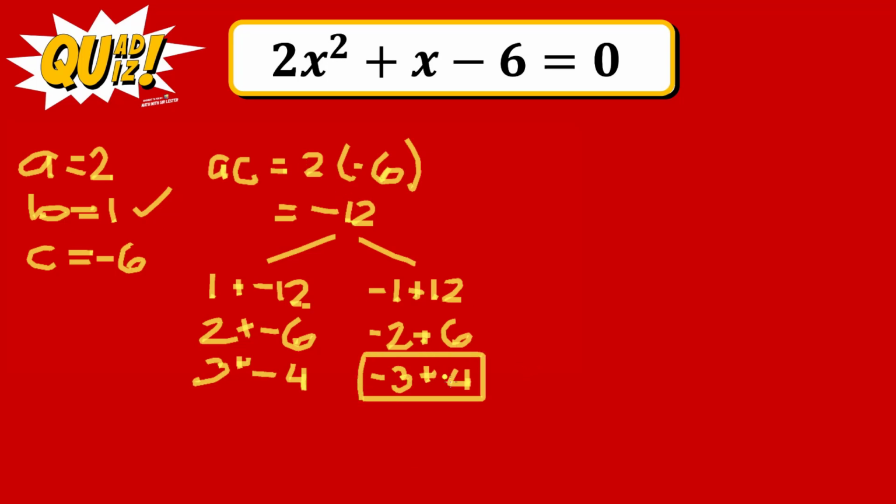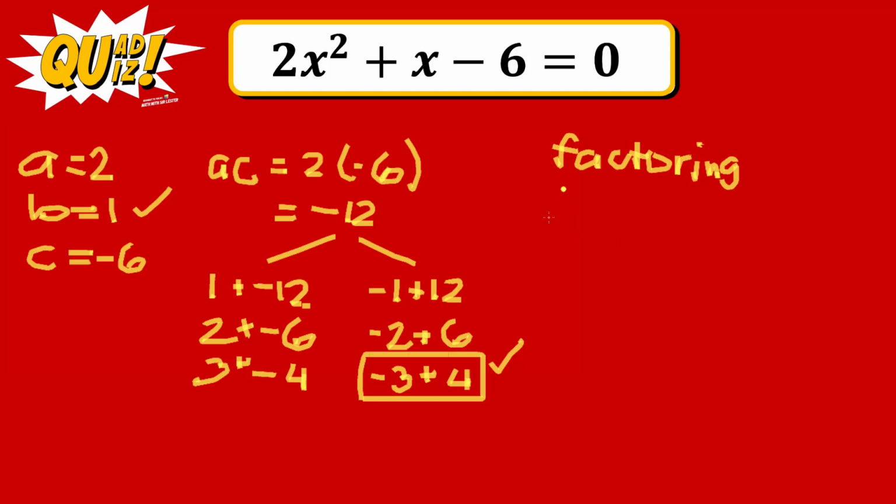And negative 3 plus 4 is positive 1. And since we have located this, we are sure that we can use factoring here. If ever, again, we cannot look for a pair that will result in B when added and AC when multiplied, then we proceed with the completing the square method. So there might be examples later.